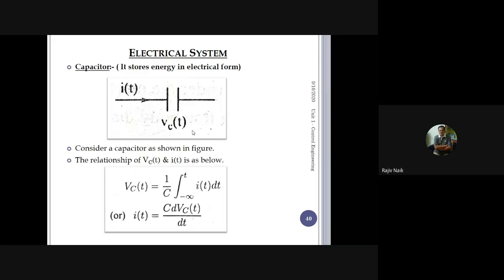Then you have what is known as the capacitor. A capacitor is represented by two parallel plates. Vc is the voltage drop across the capacitor, I is the current flowing, and C is the capacitance of the capacitor. As per the equation, the voltage drop across the capacitor Vc of t is given by 1 upon C times the integration of i(t) dt. That is because actually it is 1 upon C into Q, that is, charge in coulombs divided by C.